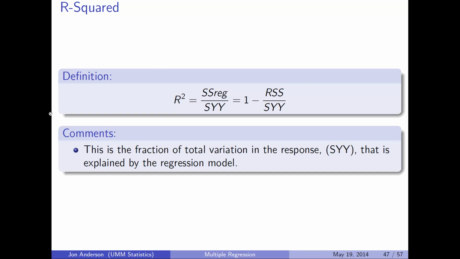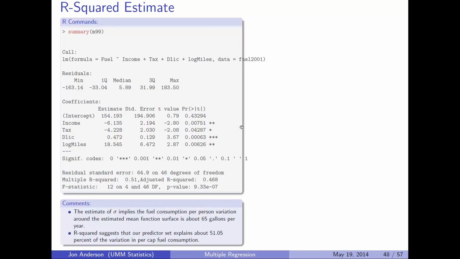Next, we're going to talk about the concept of r squared again. And its general definition is just the part of variation in the response that's being explained by the predictor set or the regression model. Before, it was the fraction of response variation that was explained by a single predictor. Well, here it's by the set of predictors, and we interpret it the same way.